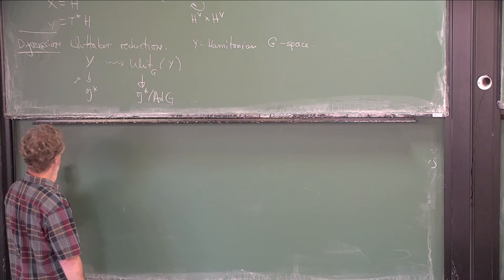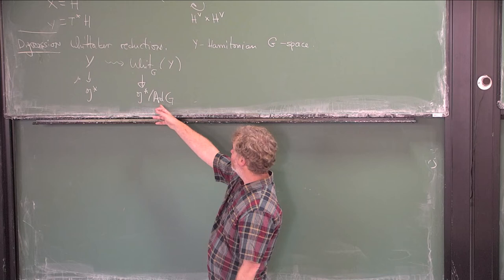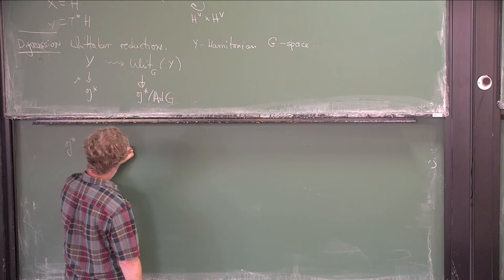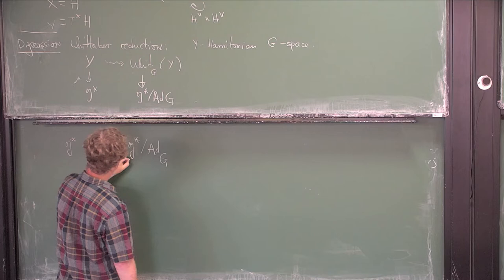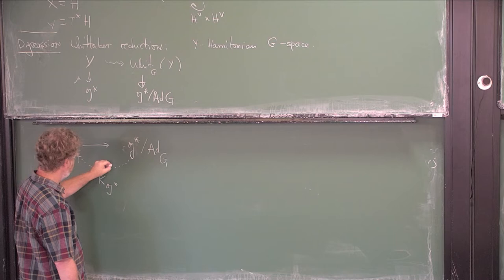Again, the adjoint quotient is understood in a kind of stupid sense. If G is GL_N, for example, then this adjoint quotient is just C to the N. So this is just a categorical quotient. It's the same as the quotient of the dual space of the Cartan algebra, by the way. We have a map from this space to this space, and actually Kostant defined a map backwards, which is called the Kostant section. Let me call it K, the image of this map.